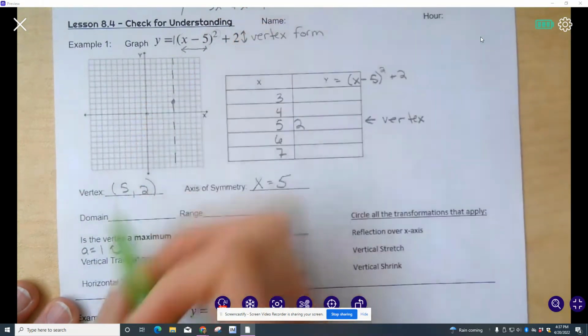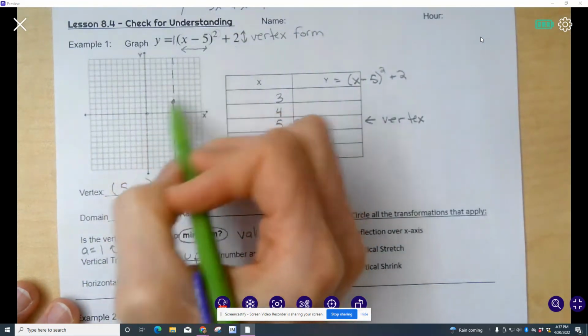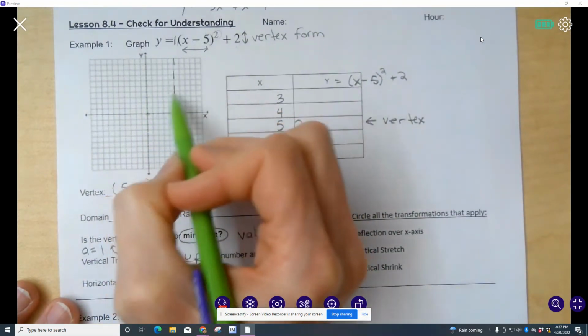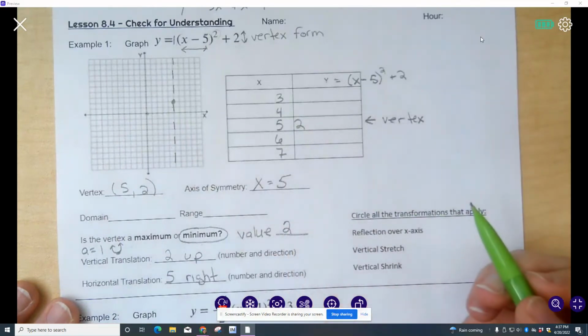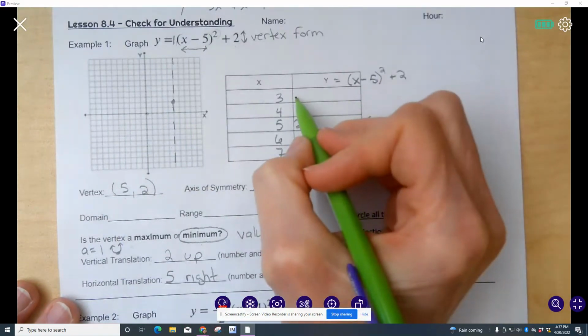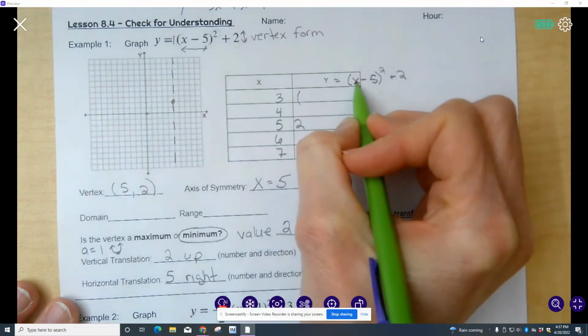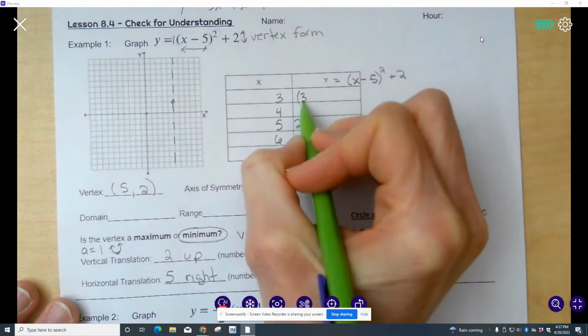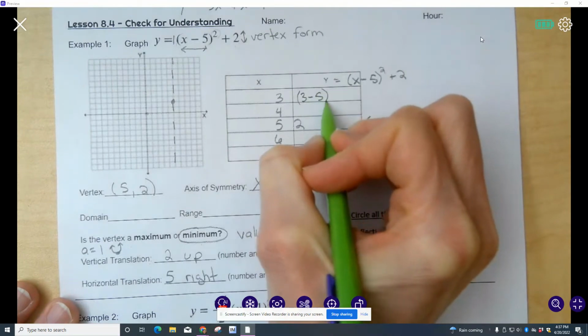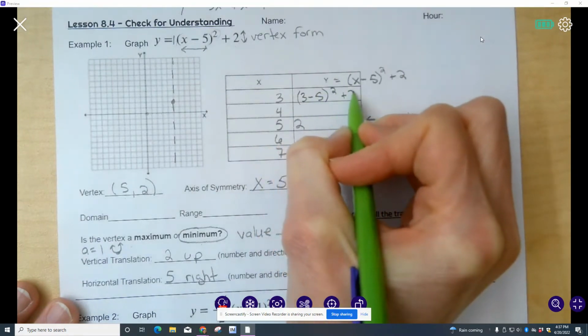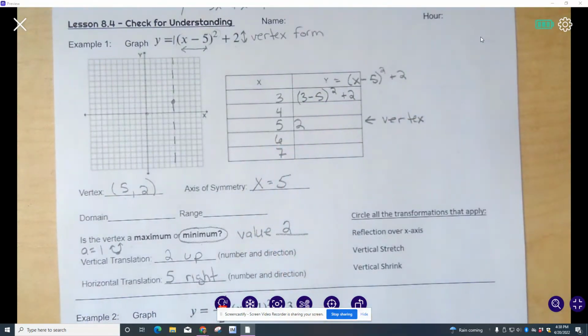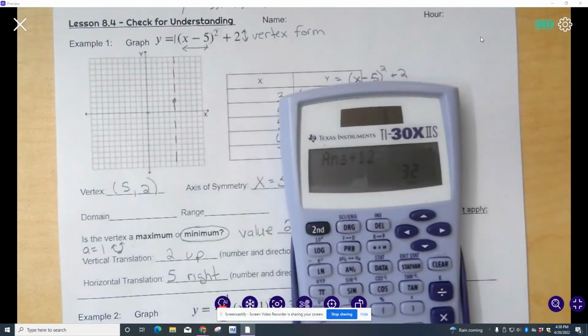I know because A is 1 that this is upward facing, so I'm going to get those other points. When I'm done, I should have 5 points. So for 3, what I want to put in the calculator, instead of x minus 5, I'm going to put 3 minus 5 parenthesis squared plus 2. So let's show you exactly how we're going to punch that in. Hopefully this shows up okay.